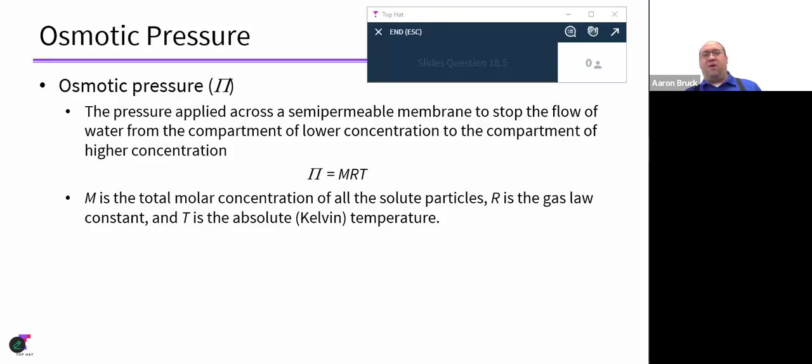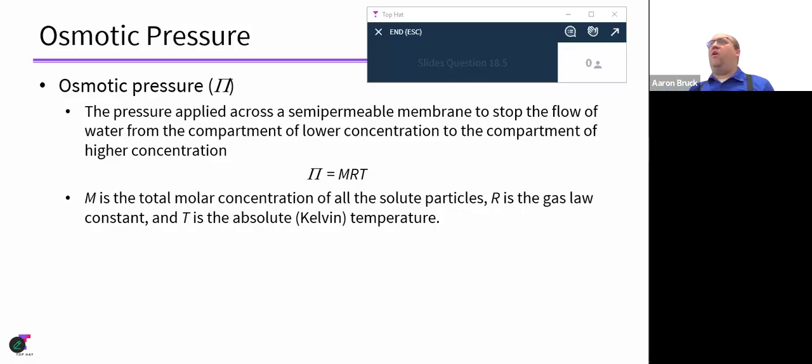So by definition, osmotic pressure is the pressure that we apply to a separated solution to stop the flow of the water. We can calculate its value using 3 different parameters. Capital M, the molarity, R, the universal gas constant, and T, the absolute temperature in Kelvin.